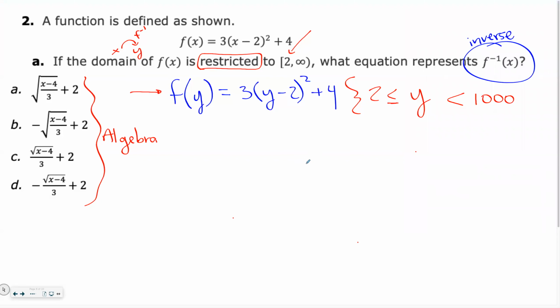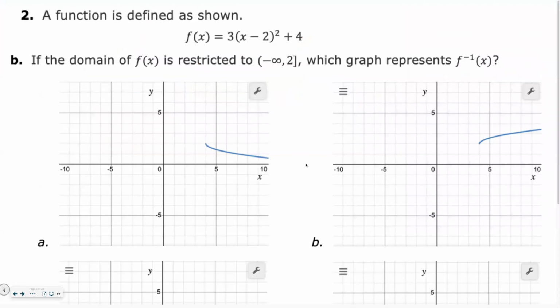So now that we've done part A, let's reload and do this all over again. Part B. Did you have a question on that? Okay. This says the function is shown, still the same function. If the domain is restricted to negative infinity comma 2, which graph represents f negative 1?